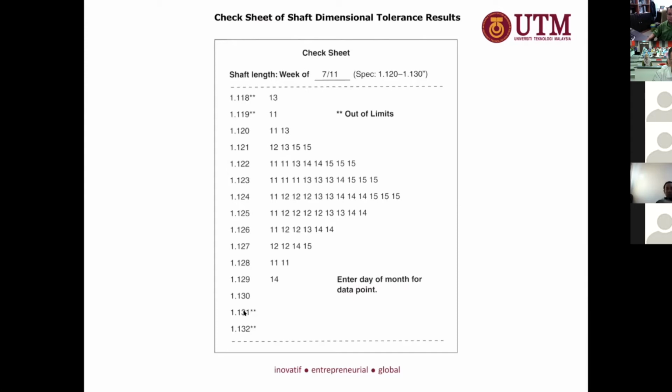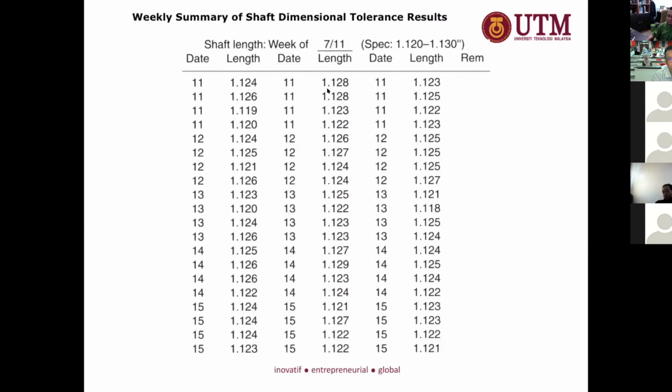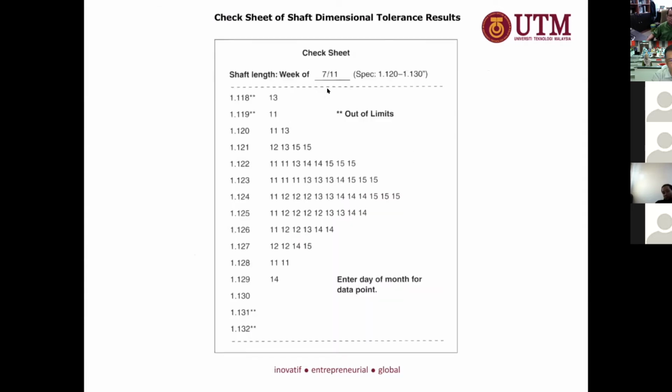From this check sheet, it shows your tendency is on the upper limit rather than the lower limit. It shows that it's kind of skewed to the upper limit. Before this, you cannot see anything. With this simple check sheet, you have the information. This is for 1 week maybe. And you have the specification. Anything outside this, you reject.